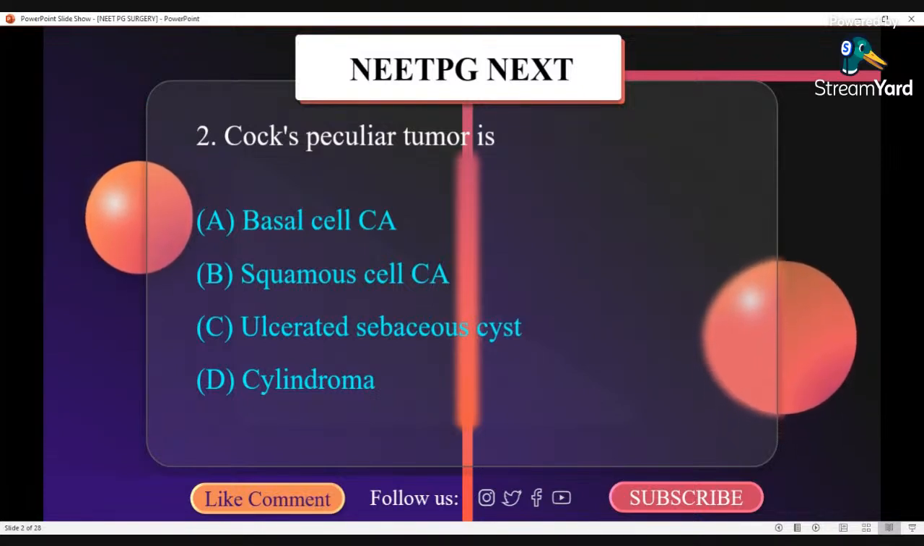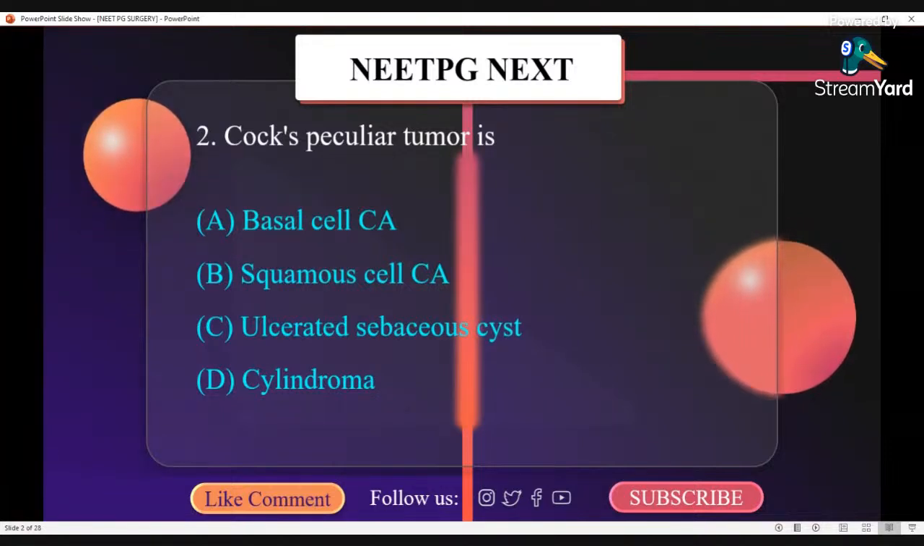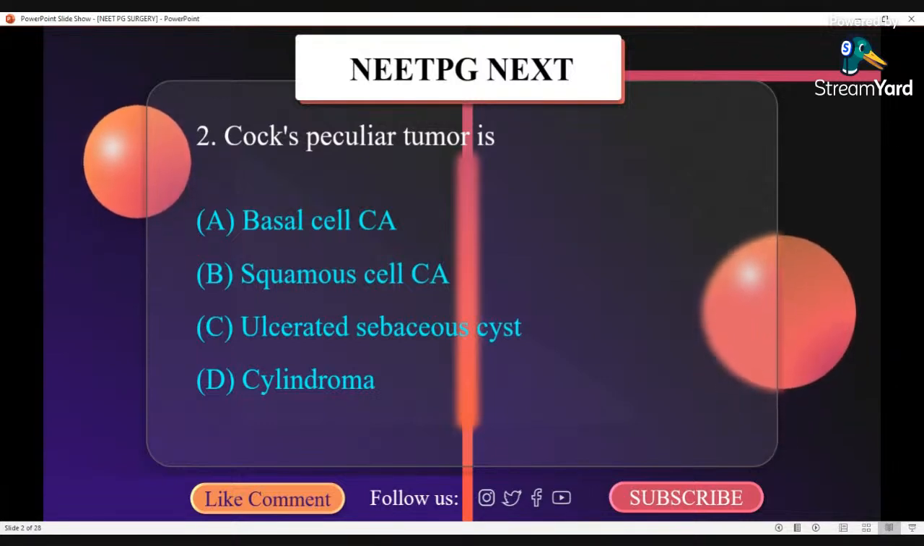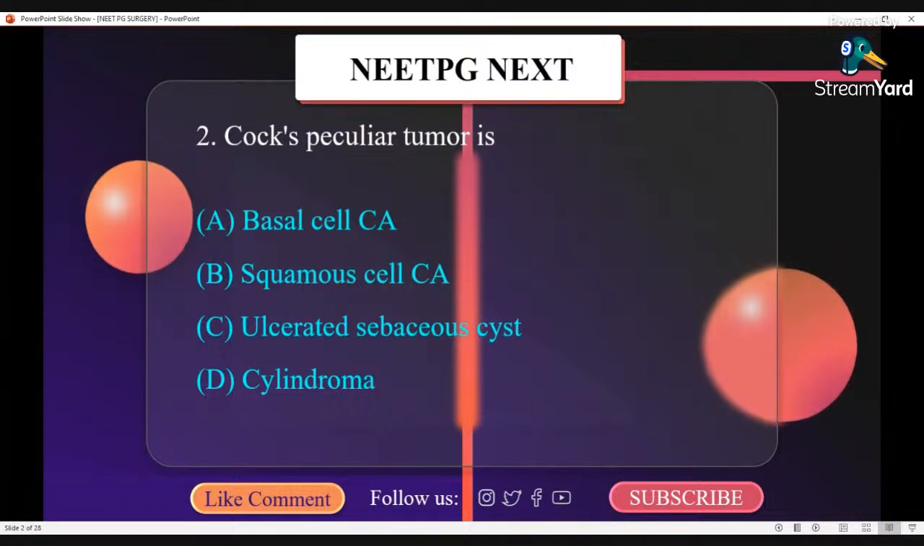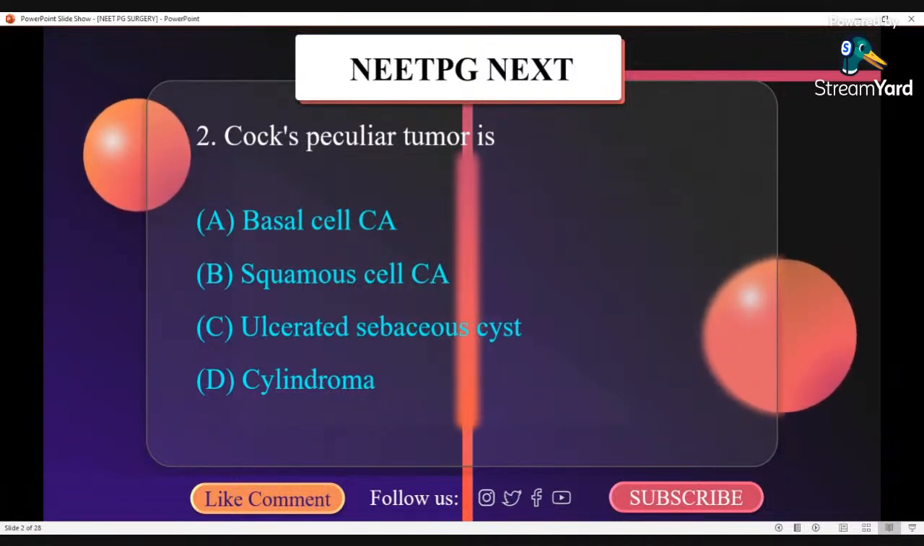Now, Cox specular tumor is a sebaceous cyst linked growth that can resemble squamous cell carcinoma. The proliferating cyst is usually solitary, but it often arises from simple tricholemmal cyst in the hair follicle epithelium. So the correct answer here is C. Ulcerated sebaceous cyst.